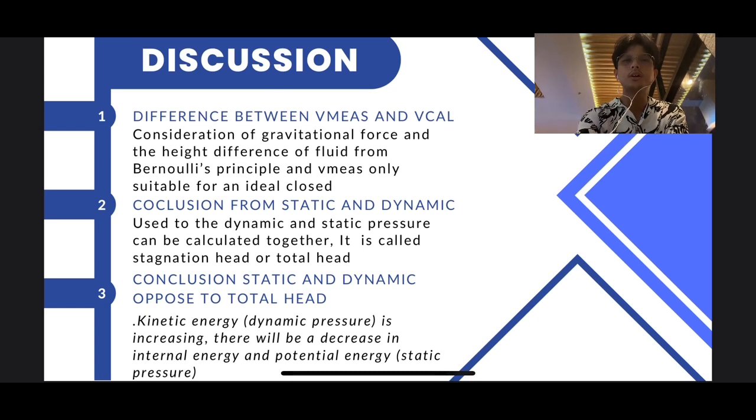This considers the velocity vector and fluid volume. The second conclusion is from static and dynamic. What is dynamic? Dynamic head is the measure of pressure inside the fluid due to kinetic movement. Static head measures two pressures, which are atmospheric and the fluid affected by gravity. To have a correct measure, the dynamic and static head must be calculated together, which is called the stagnation head or total head.